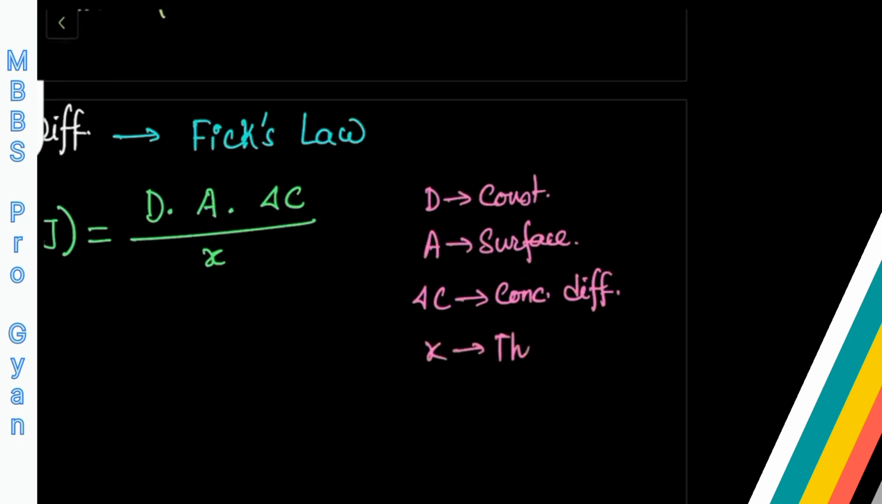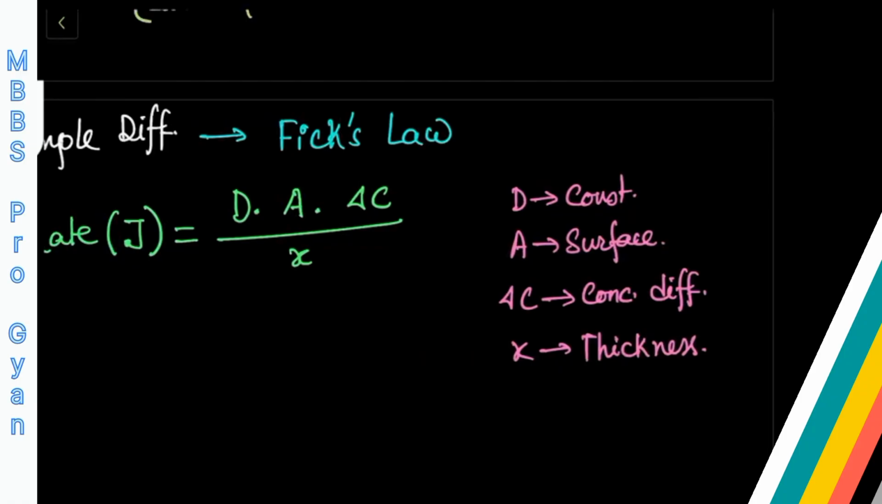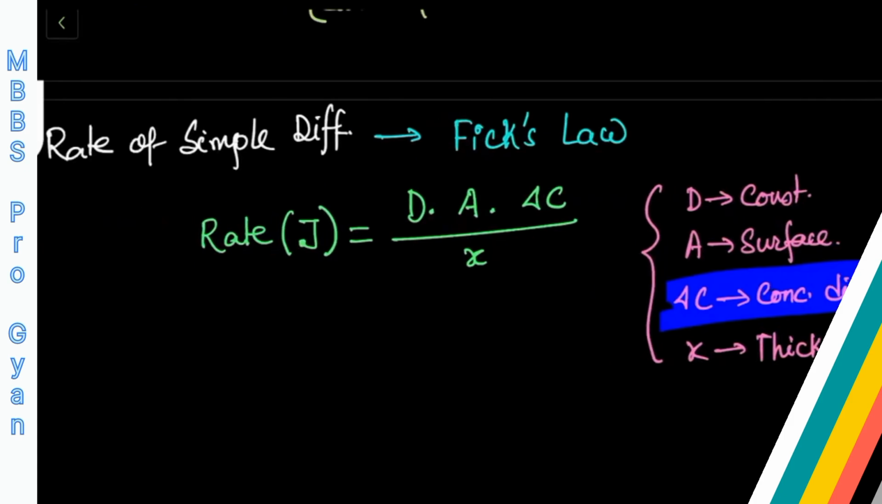And x is the thickness of the membrane through which the diffusion is occurring. All these three are the determinants of diffusion. But there is an MCQ in NEET: which one is the most important determinant of diffusion? Your answer is the concentration difference between two sides of the membrane. That is the most important determinant of diffusion, right?